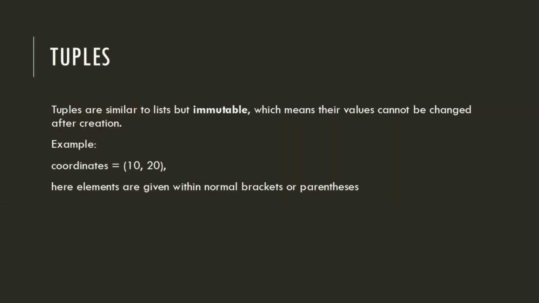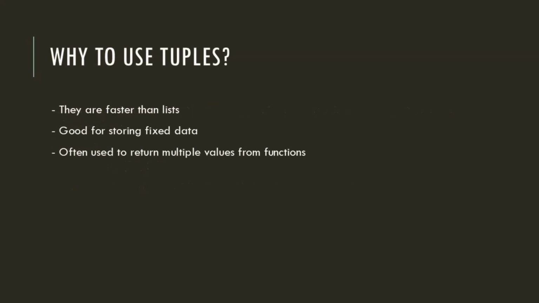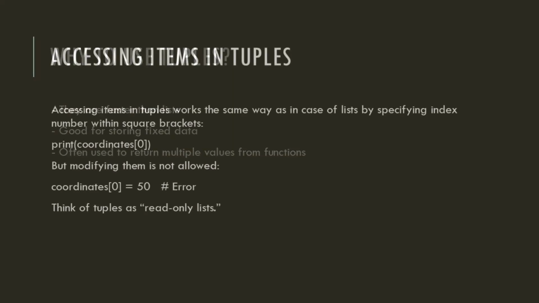Tuples are similar to lists but immutable, which means their values cannot be changed after creation. Example, coordinates equal to 10, 20. Here elements are given within normal brackets or parentheses. Why use tuples? They are faster than lists, good for storing fixed data, often used to return multiple values from functions.